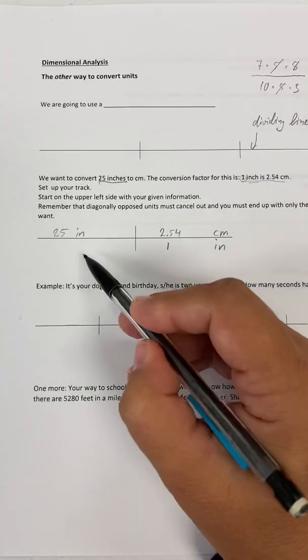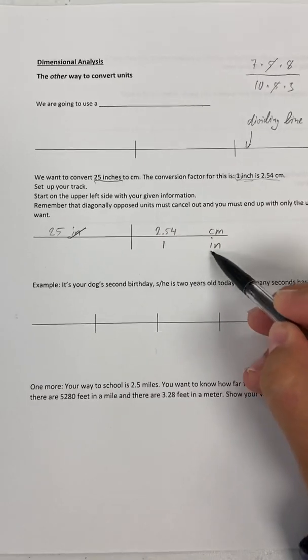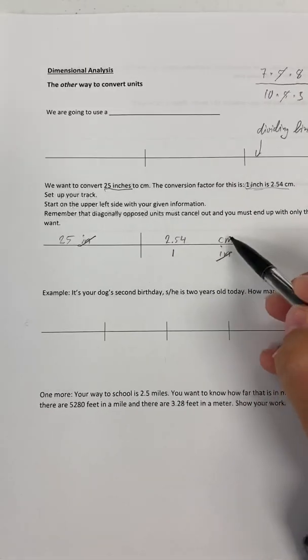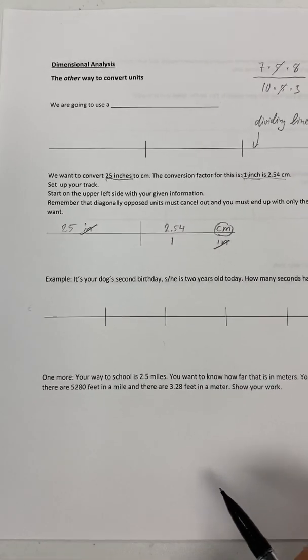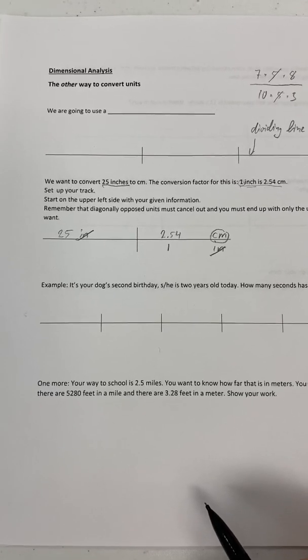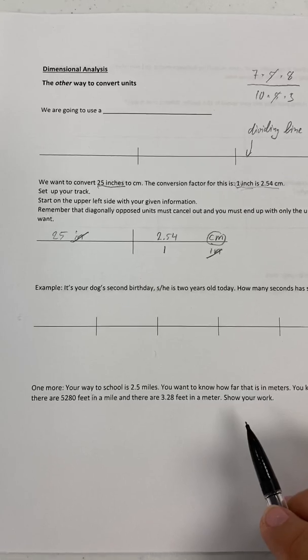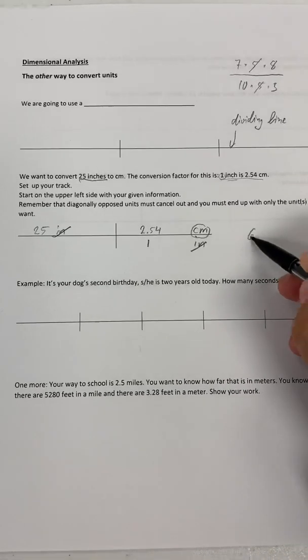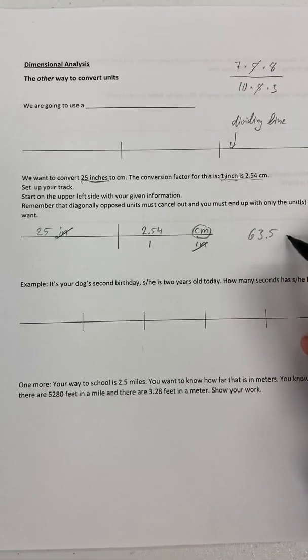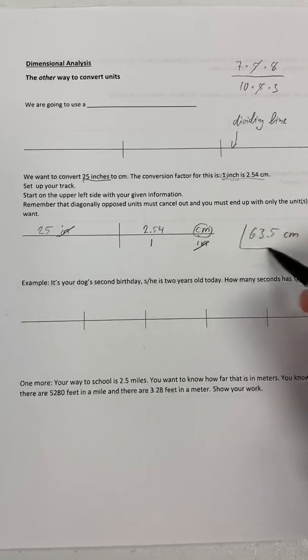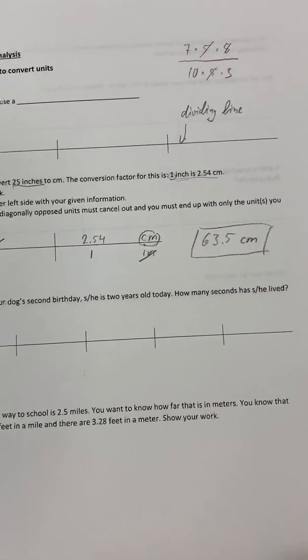Now do this. Scratch out what cancels out. And then you are left with centimeters. Now all you have to do is just put this in the calculator, and if you calculate 25 times 2.54, you will get 63.5, and that is centimeters. Box your answer, there you have it.